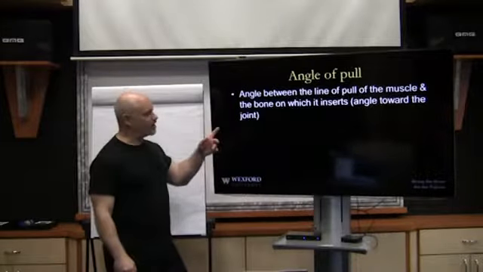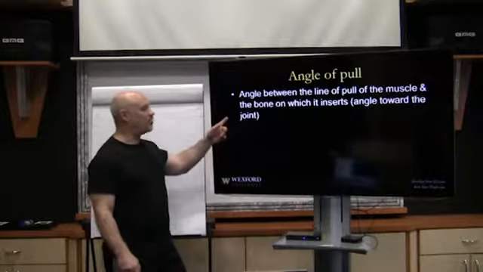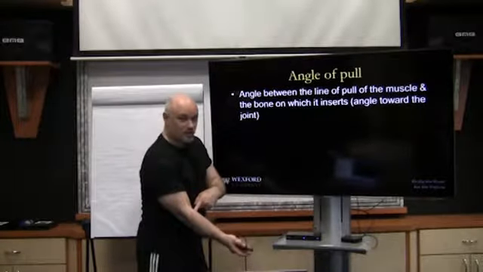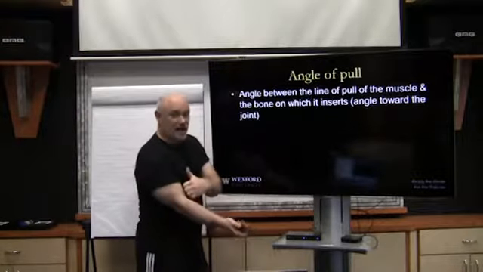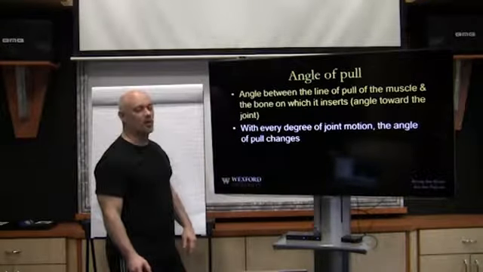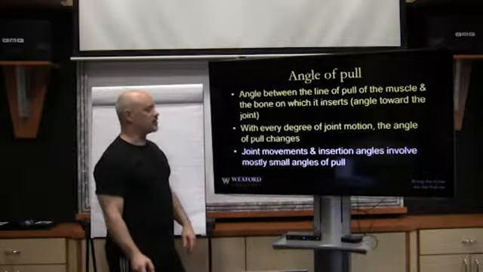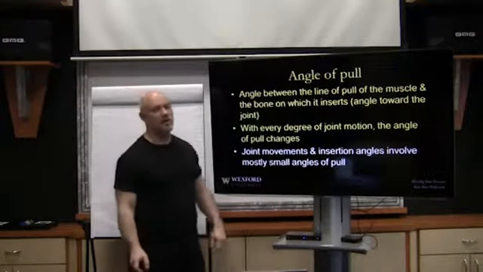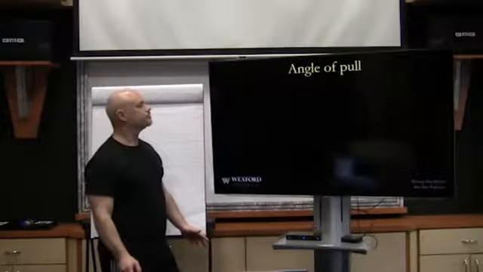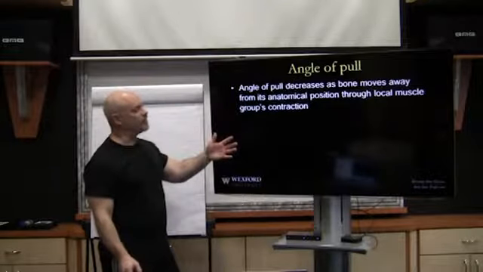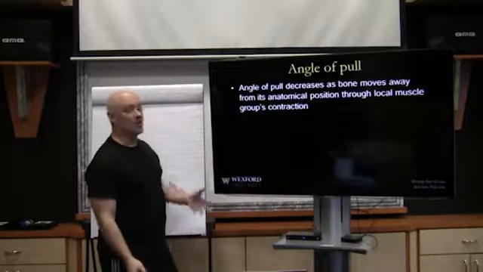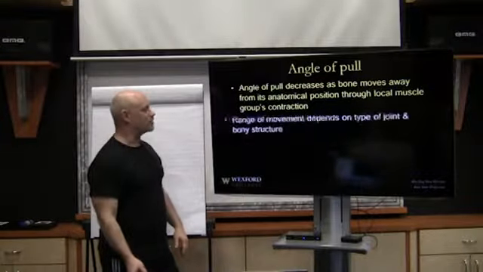Now, the angle of pull is the angle between the line of pull of the muscle and the bone to which it inserts. So you've got origin and insertion, and what is the angle of insertion? So when it pulls on a bone, what's the angle that it's going to pull at? With every degree of joint motion, the angle of pull changes. So joint movements and insertion angles involve mostly small angles of pull. Hardly any of the muscles in the body actually pull at 90 degrees. The angle of pull decreases as the bone moves away from the joint, or what they call the anatomical position, through local muscle group contraction.